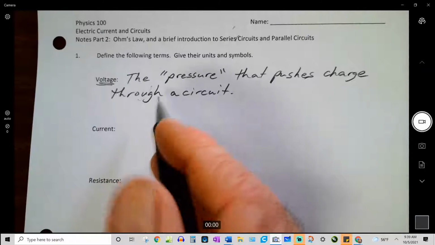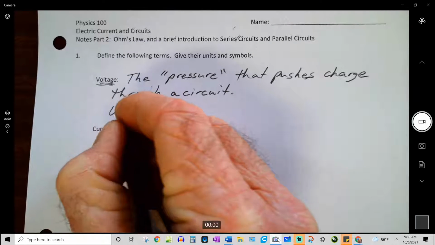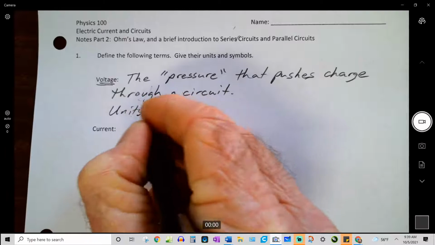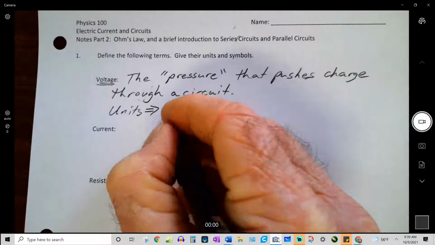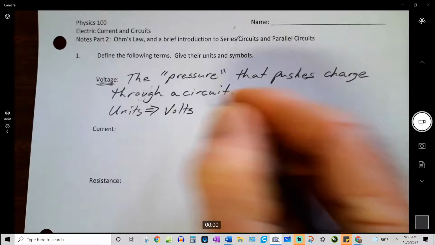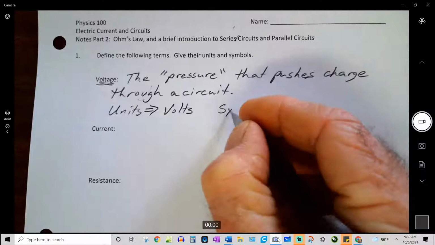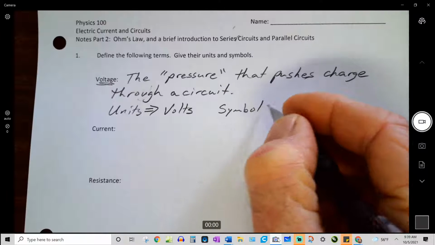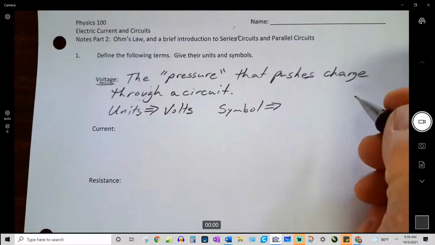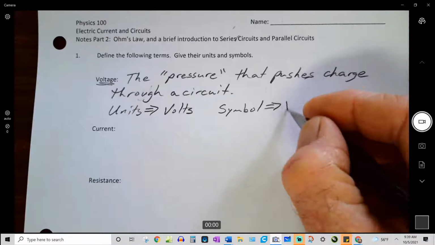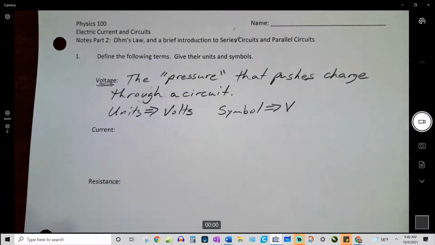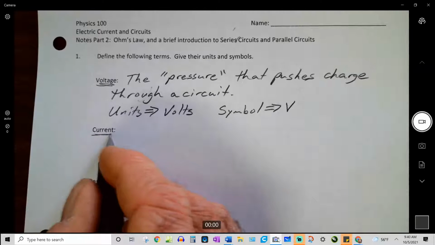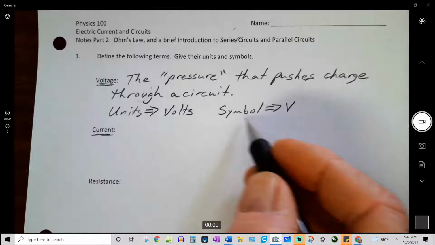The units for this are volts. And the symbol, this is really easy for voltage. The symbol is, guess what letter? A V. All right. So voltage is the easy one. Current is probably the most confusing one in terms of what the units are and what the symbol is.